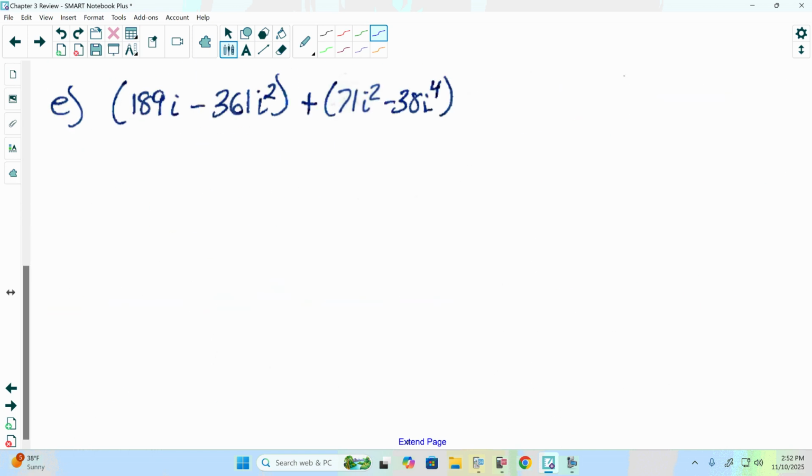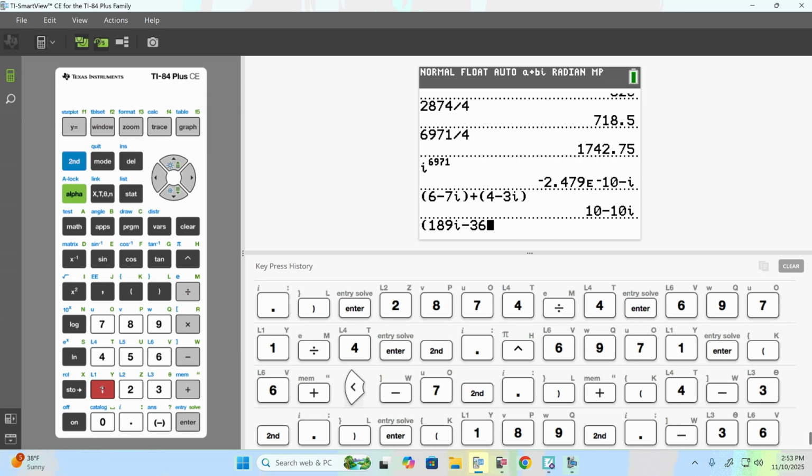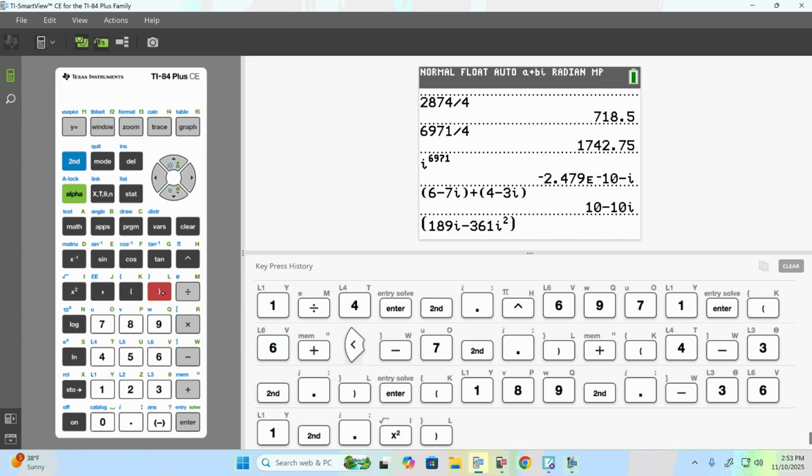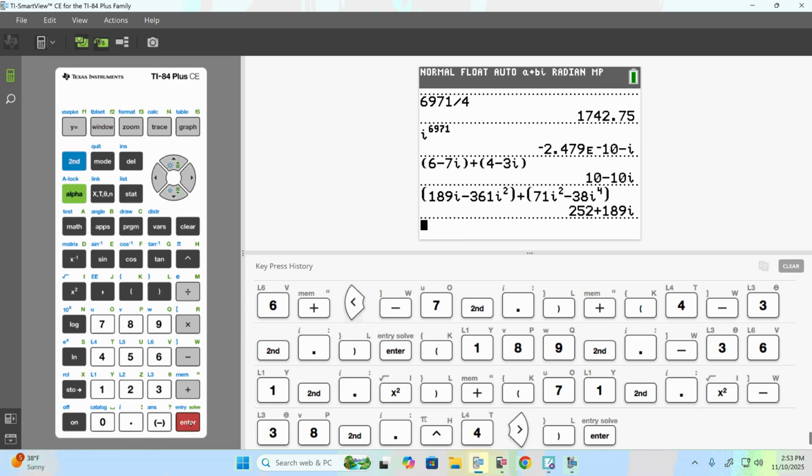How about E? 189i minus 361i squared plus 71i squared minus 38i to the 4th. Even though we have i squared and i to the 4th, even if we had i cubed, even if they squared one of the parentheses, we can type it into the graphing calculator exactly as we see it. It's going to do all the work for us. Questions on this here?